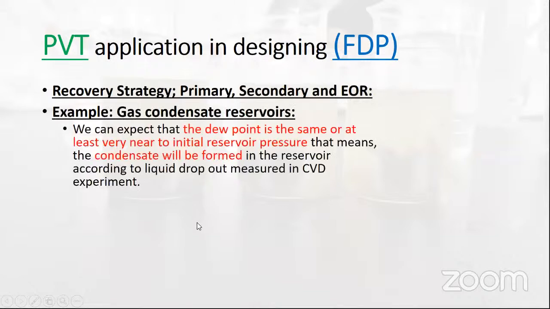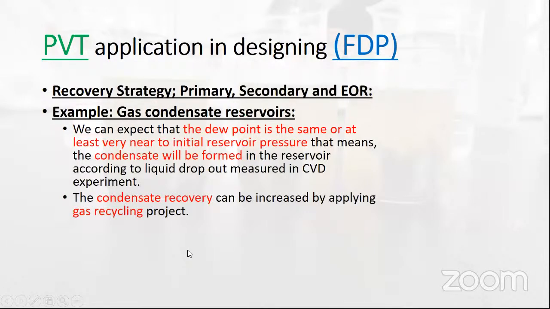For the gas condensate reservoir, we can expect that the dew point is the same as, or at least very near to, the initial reservoir pressure. So we can expect that the condensate will be formed in the reservoir. But we want to know the percentage of the condensate that will be formed in the reservoir. This piece of information is provided by a lab test called the constant volume depletion experiment. This test simulates the depletion process of the gas condensate reservoir, and also predicts the percentage of the condensate that will be formed in the reservoir.